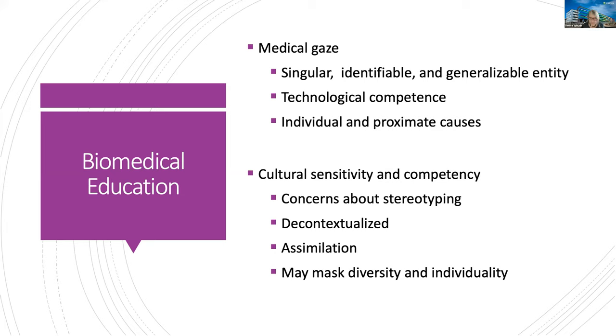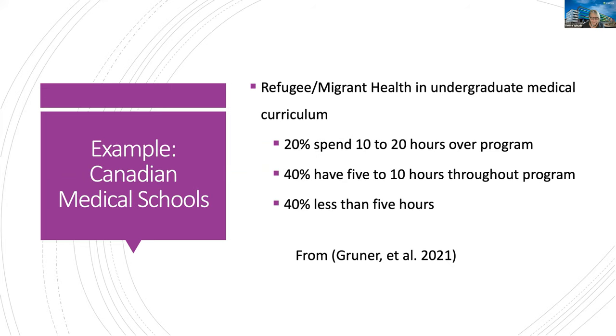Now, in medical schools in Canada, at least, there is some specific content on refugee and migrant health in the curriculum. A recent study of medical school curricula in Canada revealed that 20% spent 10 to 20 hours on the topic over a course of a four-year degree program. 40% included 5 to 10 hours throughout their programs, and 40% less than 5 hours over the course of, again, the entire medical school curriculum.